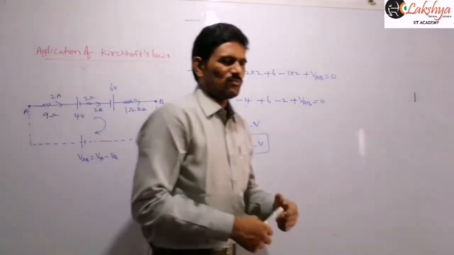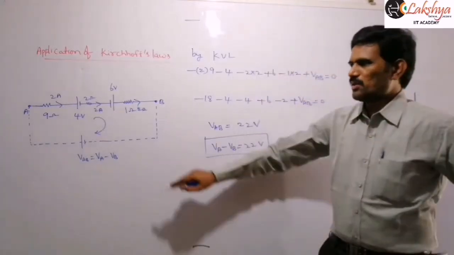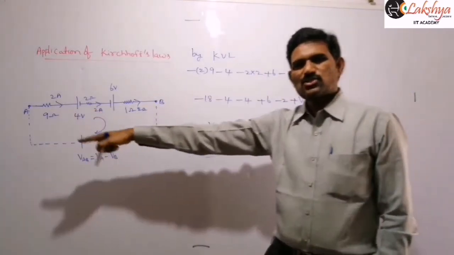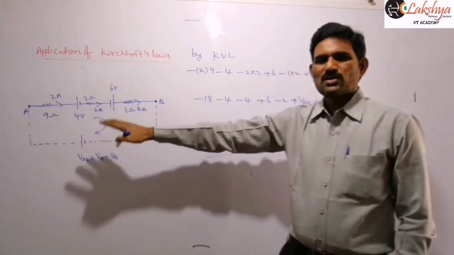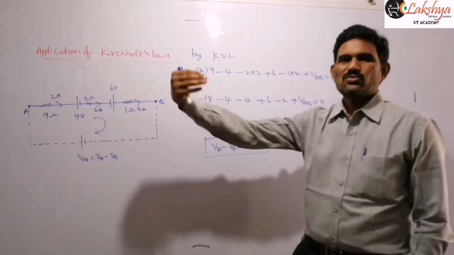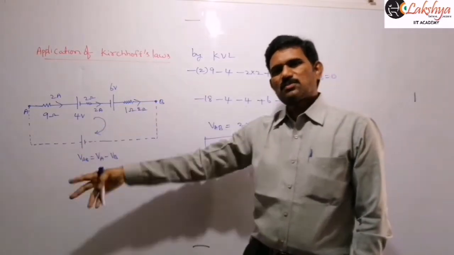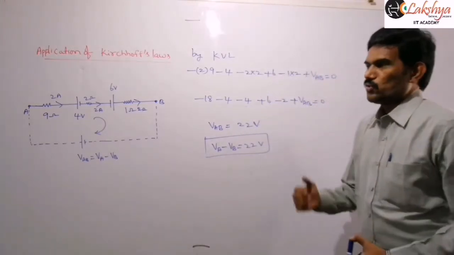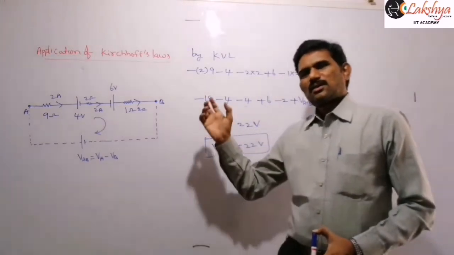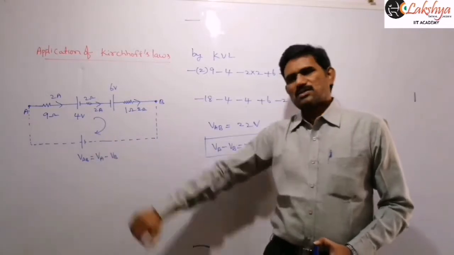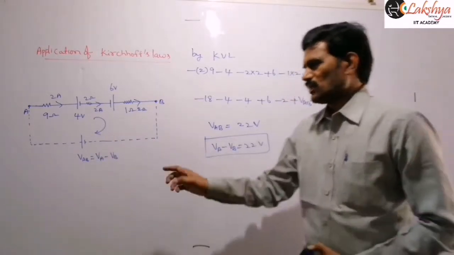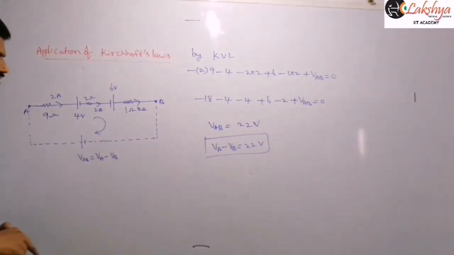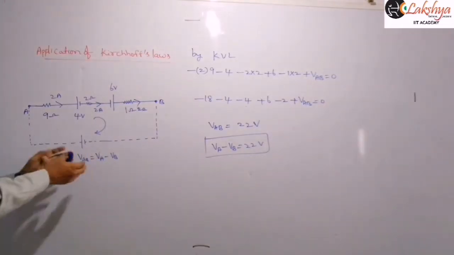In this method, we are assuming that a cell is connected between these 2 points. An imaginary cell is assumed to be connected between those 2 points, whose EMF is equal to the potential difference between those 2 points, our required value. So that is one method, right? And you can also apply Kirchhoff's law directly without taking this assumption. So while noting this, write this assumption here because it is not given. We are assuming here.